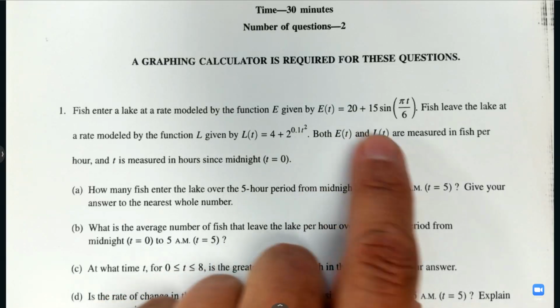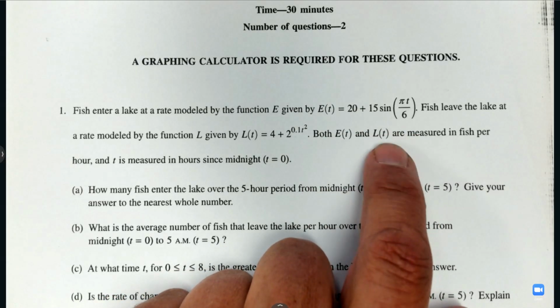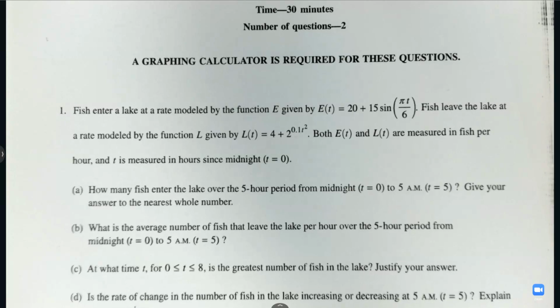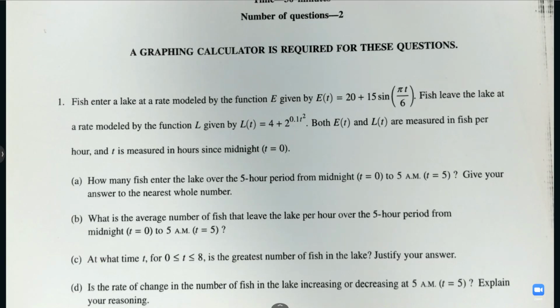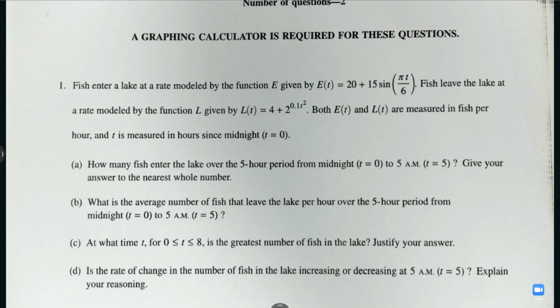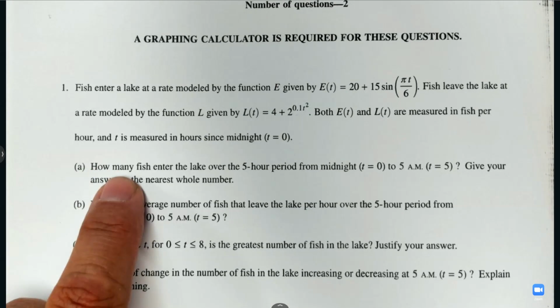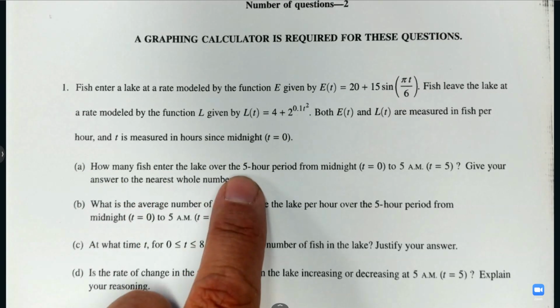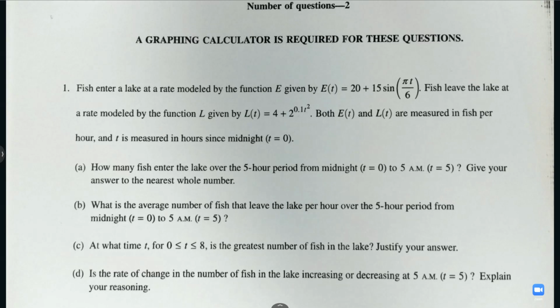So E of t is entering fish, L of t, and they both are rates, and they're measured in fish per hour. Since midnight, and t equals 0 is midnight. All right, so I'm double checking that both the equations are rates and what they represent. E is fish entering, L is fish leaving. Here we go. Part A, how many fish enter the lake over the 5-hour period from 0 to 5?